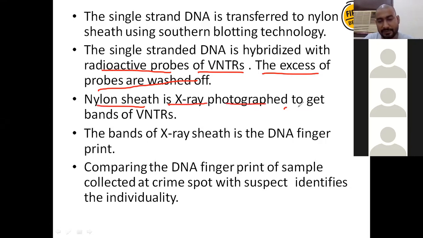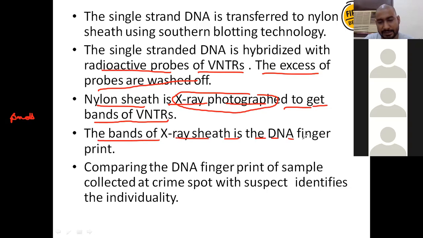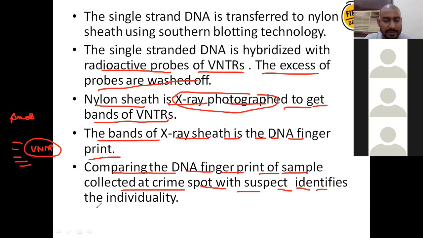The nylon sheet is exposed to X-ray photograph to get the bands of the VNTRs. With the help of X-ray photographic plates, we get the bands of VNTR, variable number of tandem repeats. The bands on the X-ray sheet are the DNA fingerprint. Comparing the DNA fingerprint with the sample collected at the crime spot and the suspect identifies the individuality.